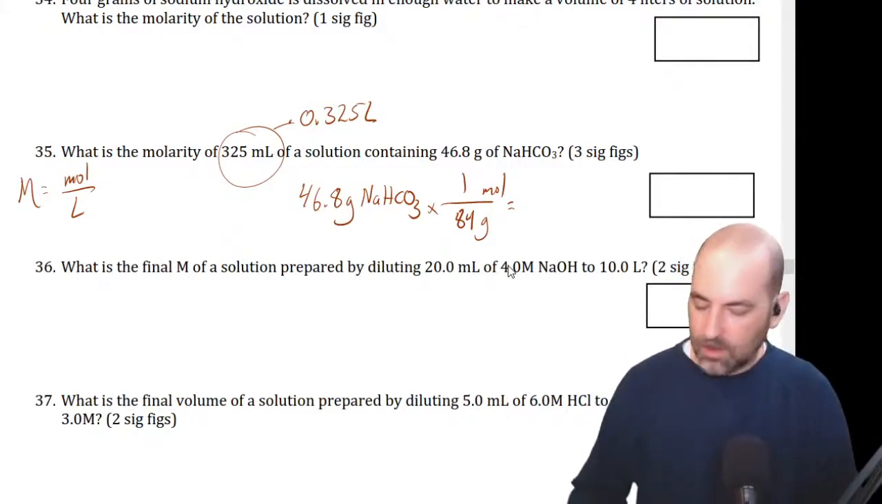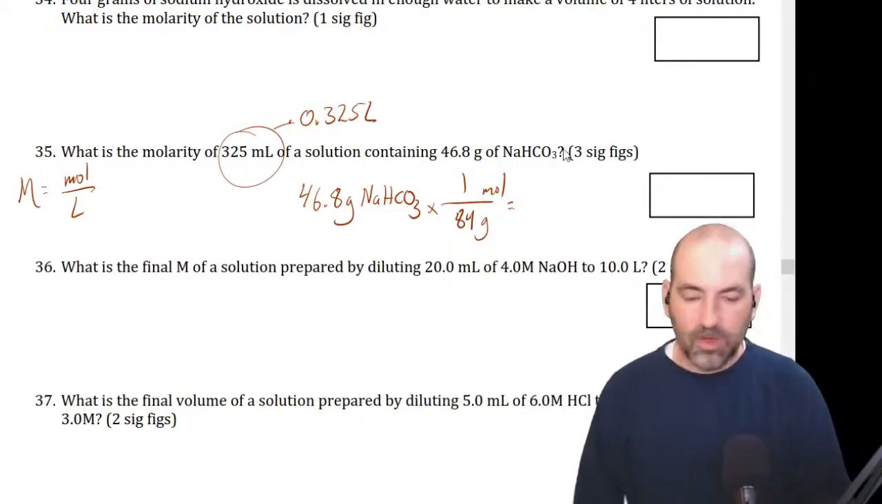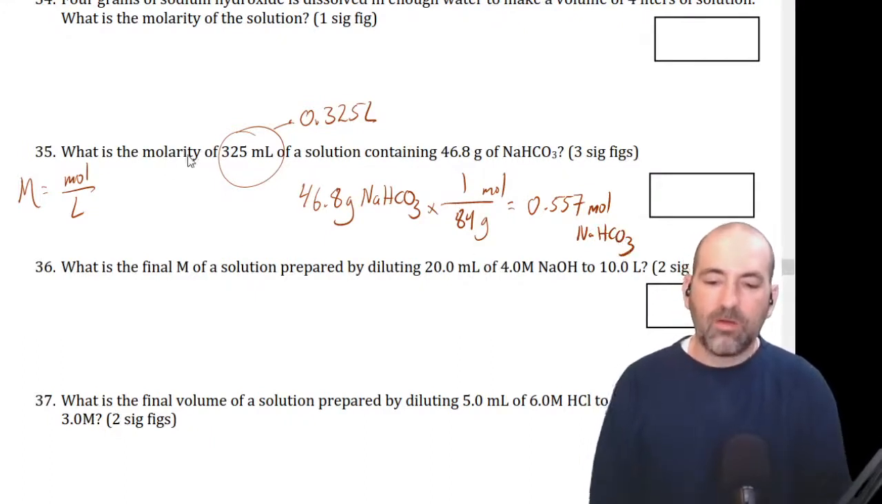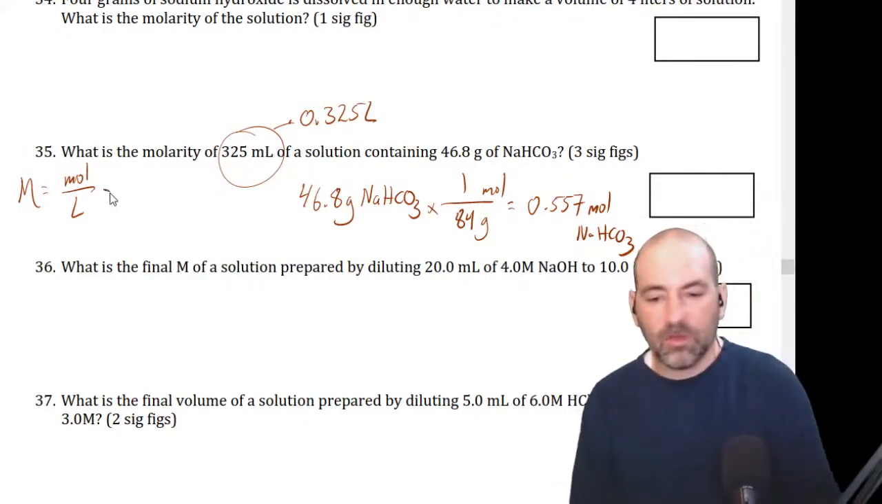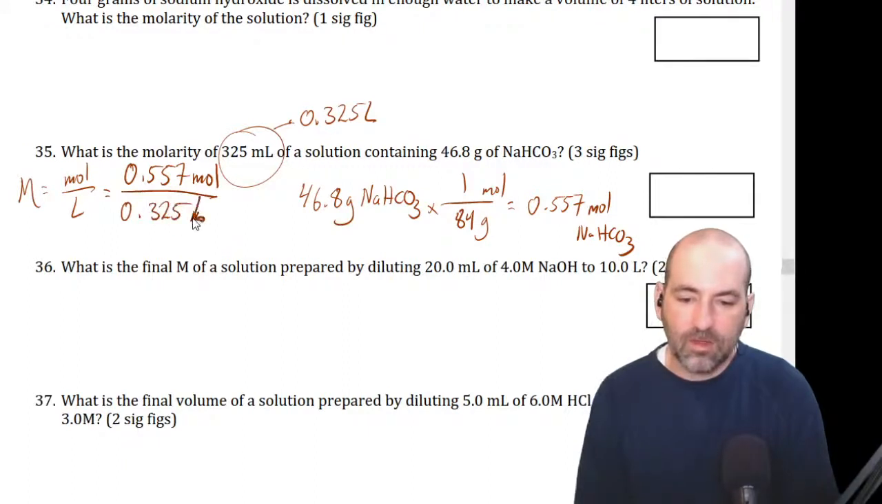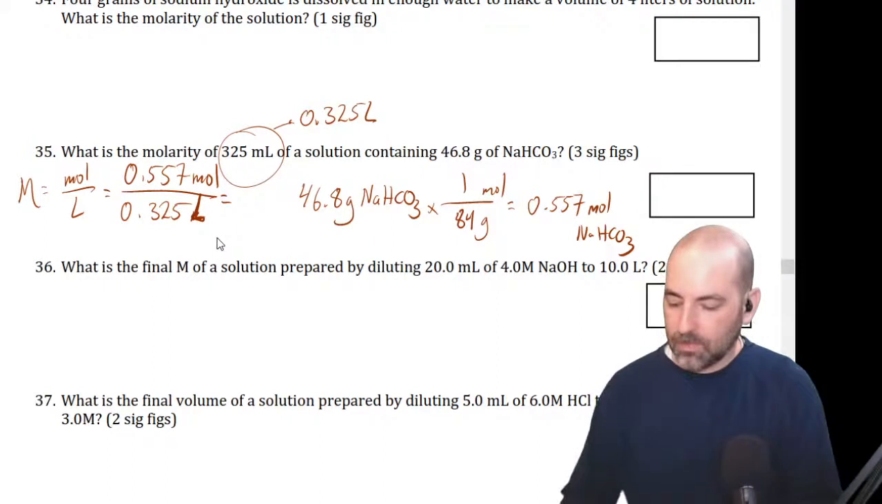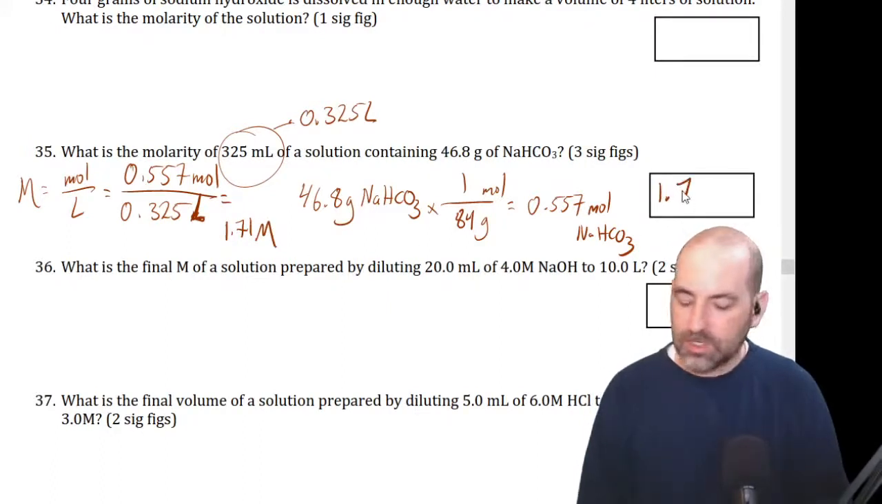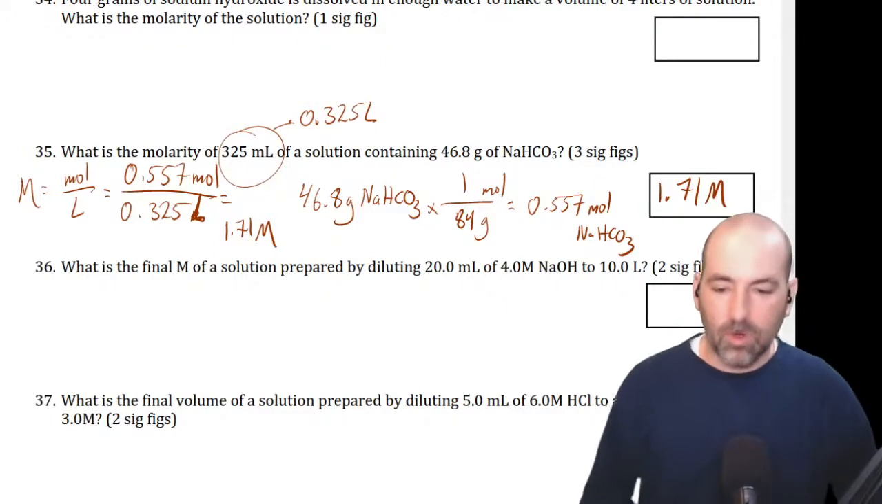So that's going to be 46.8 divided by 84, 0.557. That is moles of sodium bicarbonate. So now we've got moles, we've got liters, so we can calculate molarity. 0.557 moles of solute divided by 0.325 liters of solution is 1.71 molar. So this solution's concentration is 1.71 molar.